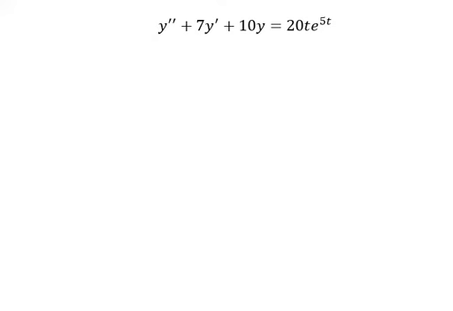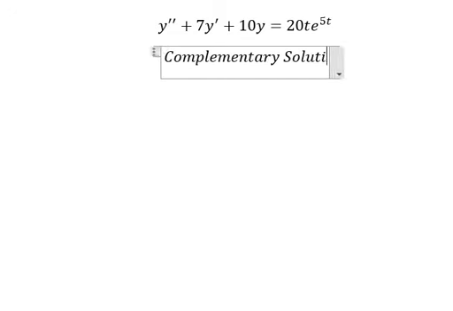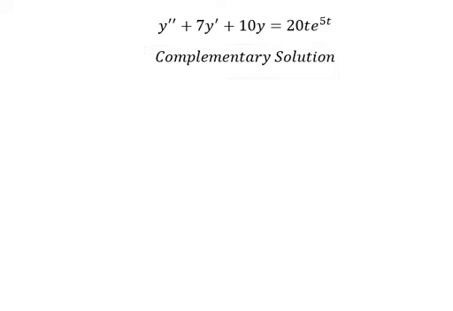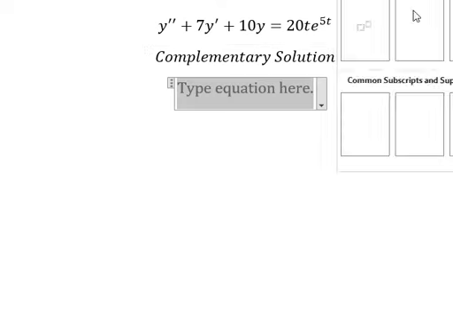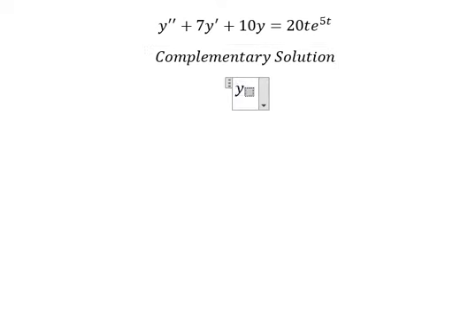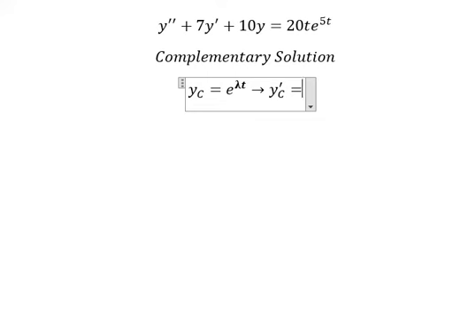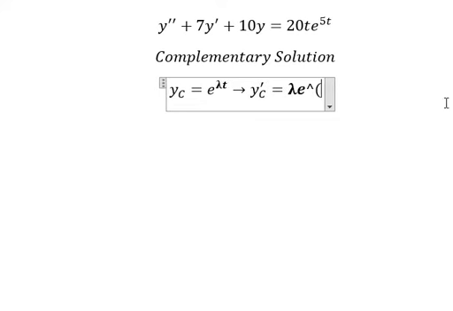First, we need to find the complementary solution. So I will put yc equals e to the power of lambda t. So if we do first the derivative of this one, we have lambda e to the power of lambda t.